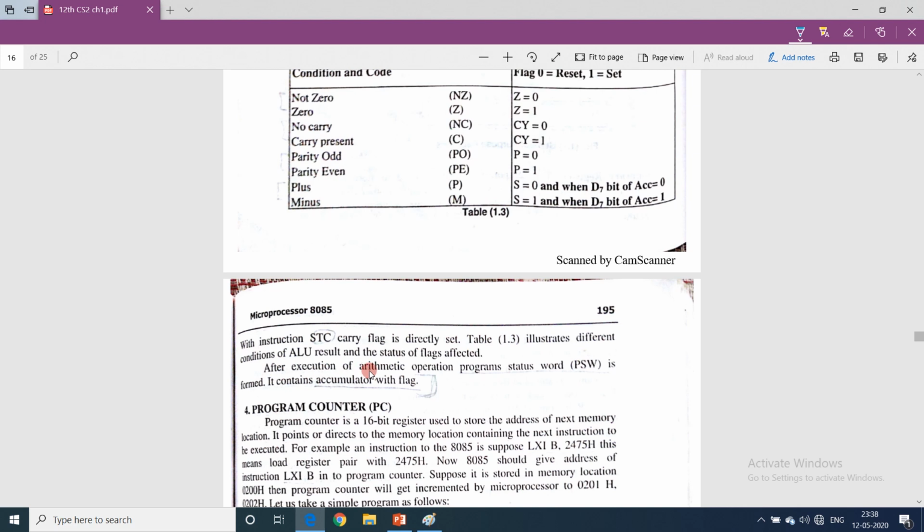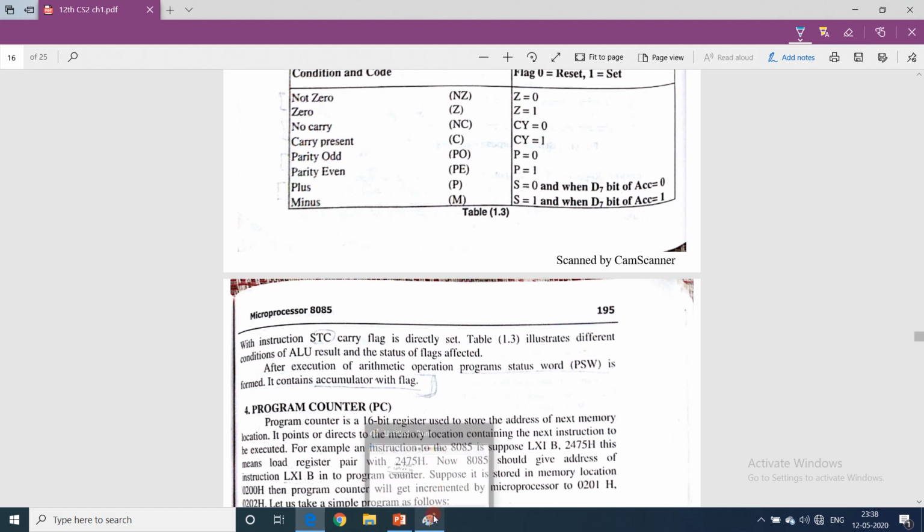After execution of arithmetic operations, the program status word is formed. What is it? PSW, program status word. It contains the accumulator with flags. So the contents of the accumulator and the contents of the flags are stored in PSW. The combination of accumulator and flag register is known as PSW. When the accumulator is used with the flag register, then PSW is formed.